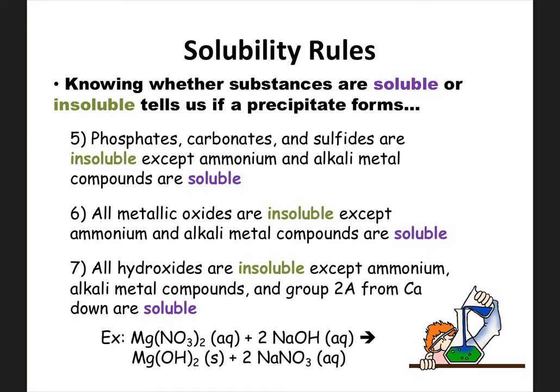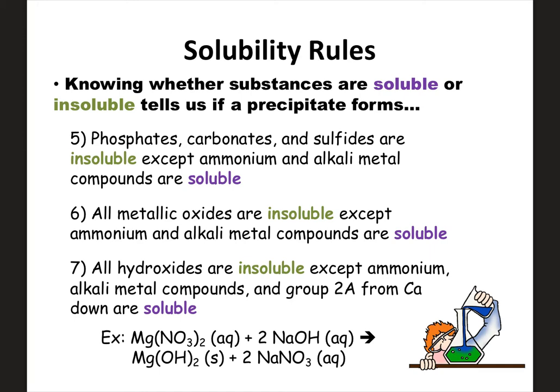And then rule 7 is dealing with hydroxides, OH compounds. They're typically going to be insoluble as well, except ammonium and alkali metal compounds, again, rule 1, and it says group 2A from calcium down. Basically, it's the calcium, strontium, and barium again. All right. So in this rule, calcium, strontium, and barium hydroxide would all be soluble. It's kind of different from the sulfate rule. All right. So be careful with these and definitely look these over.